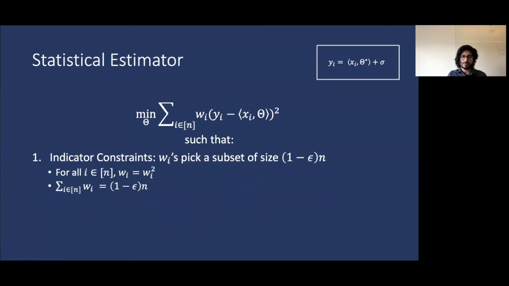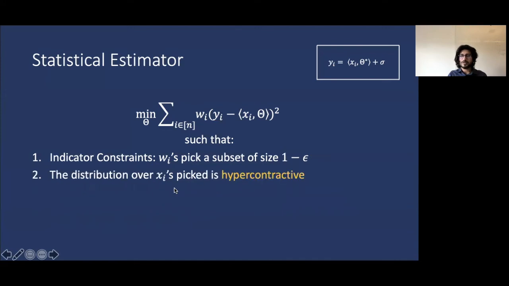Let's start with the indicator constraints. This is by now fairly standard in the robust statistics literature. And we can simply do this by setting each of the wi's to satisfy wi squared equals wi. This forces the wi's to be either 0 or 1 and behave as indicators. To pick a subset of size 1 minus epsilon times n, we can simply set the sum of the wi's to be that, and this is a linear constraint.